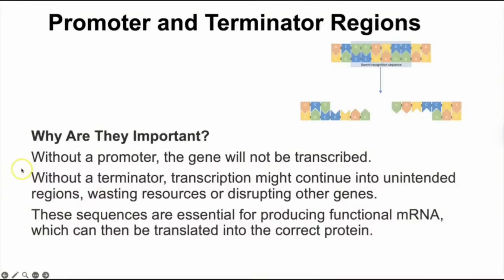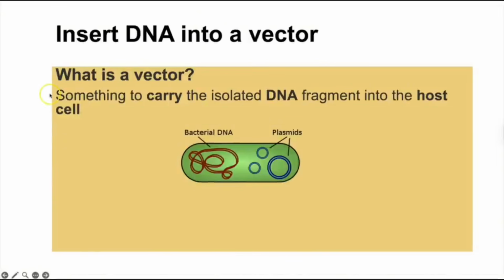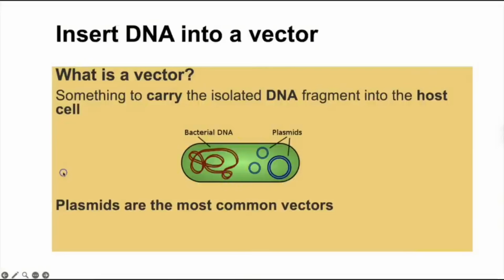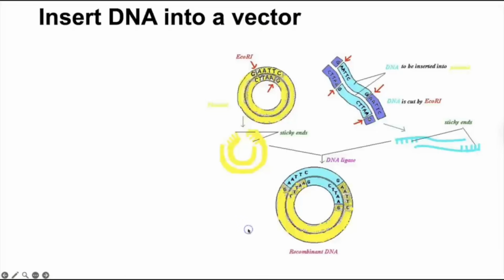So how we get that DNA into a vector, but first of all, what is a vector? So a vector is something that will carry the DNA fragment that we've made into the host cell. That's what a vector is. And the most common vector that we use is plasmids, so those small loops of DNA that some bacteria have. So that's what we're going to be doing, getting our DNA into the plasmid first of all.